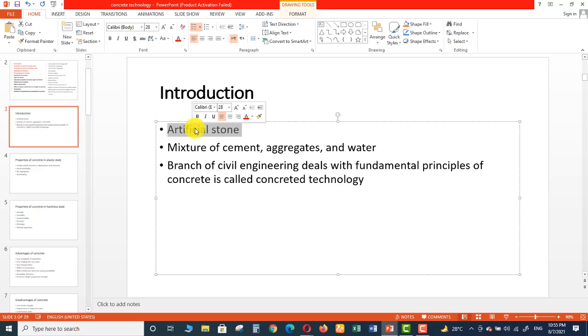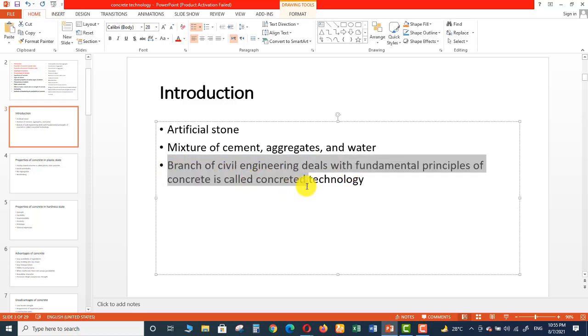And then concrete is actually a mixture of different ingredients like cement, aggregates, and water. And then sometimes we mix admixtures with these ingredients, right? So basically the main definition is that the branch of civil engineering which deals with the fundamental principles of concrete is called concrete technology.